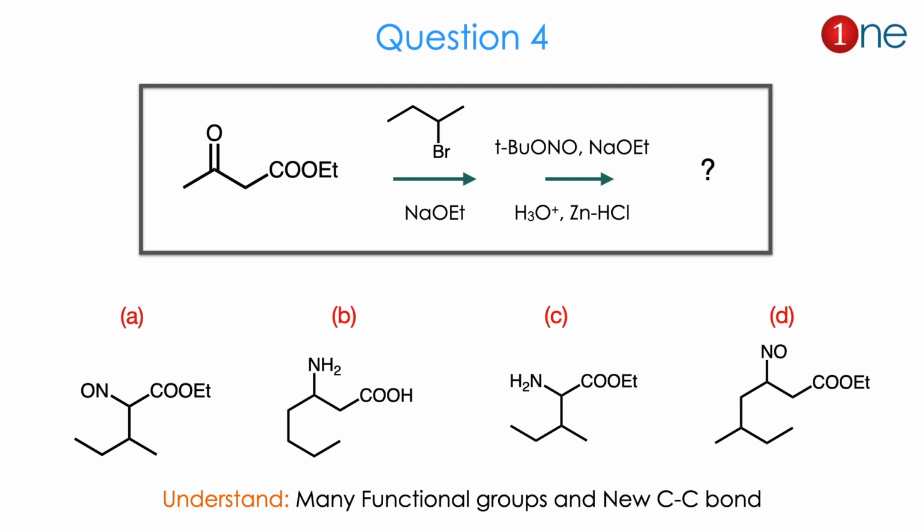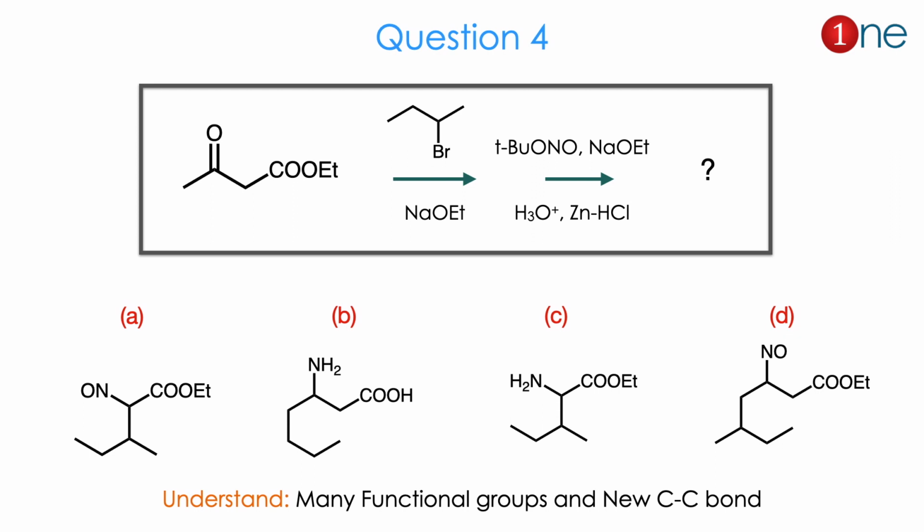Then question number 4. The starting material is the ketone with an ester group attached in the side chain. The next starting material is 2-bromobutane, and you are using a base. Then again you are using the nitro compound. Then you are using the base again. Then you are using hydrolysis and zinc with hydrochloric acid.